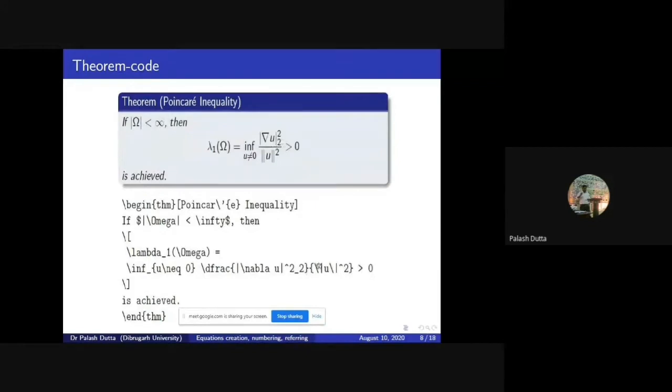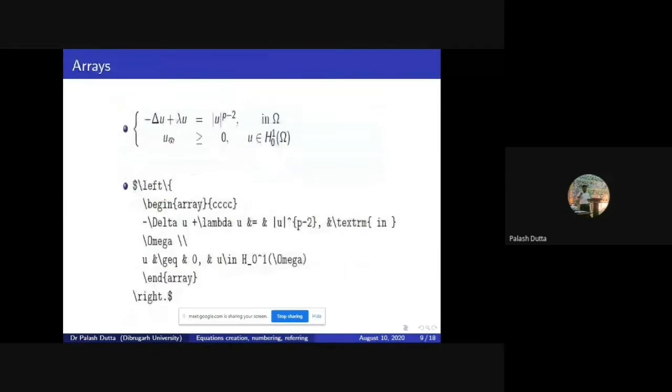And under this symbol, u square cap 2. This is the norm symbol. So by using this command, we will have this theorem and it is achieved. And you have to complete that theorem. Fine. So in this way, we can write this expression, right?